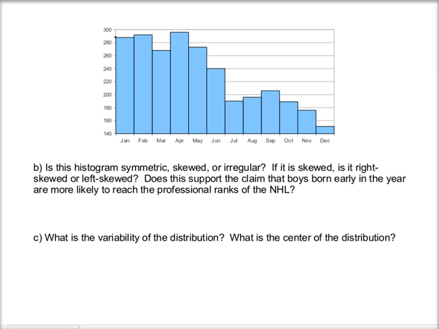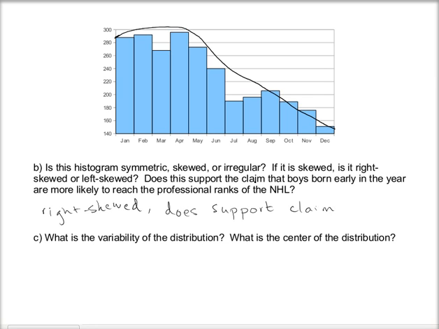We start out pretty high on the left and then go down to the right, kind of like this. So that does look like it is right skewed, since it tails off to the right, and that does support the claim because I have got higher numbers of players born in the early months of the year, and then it trails off in the later months of the year.